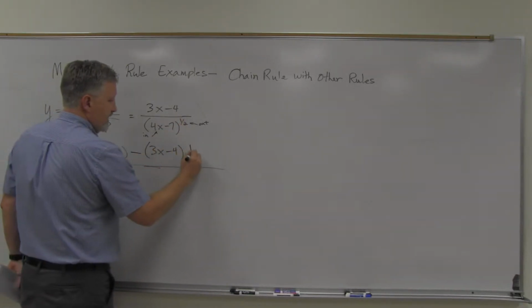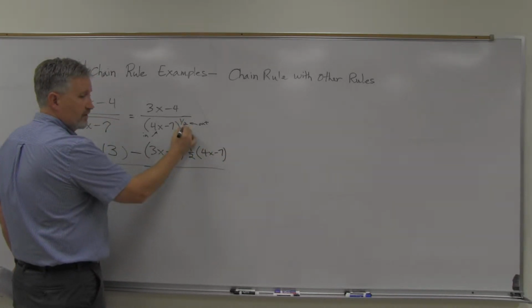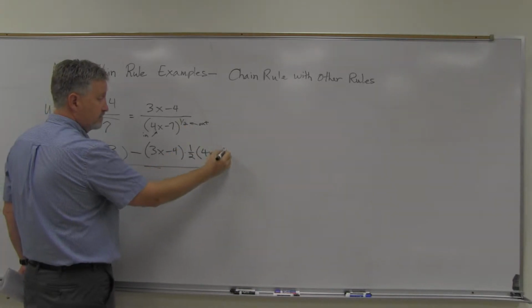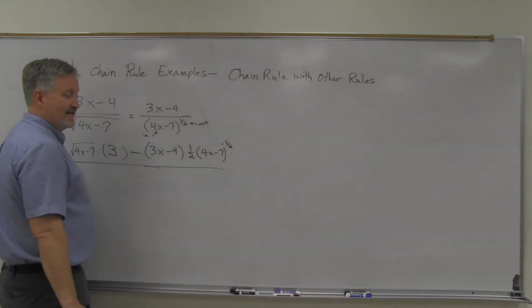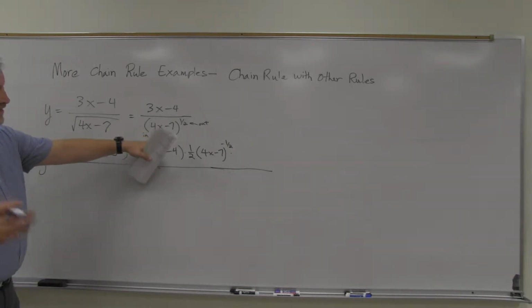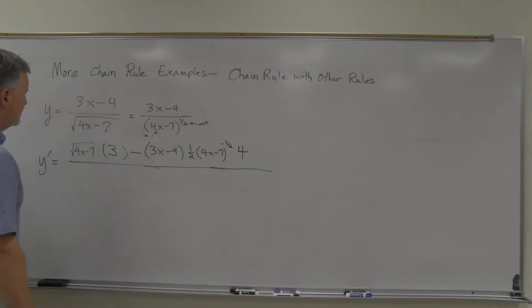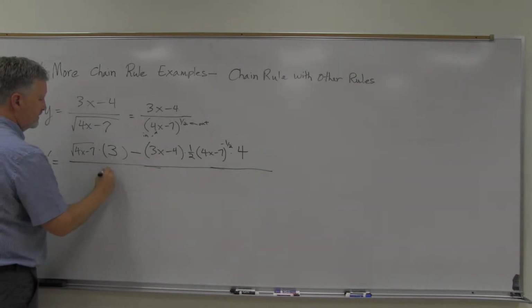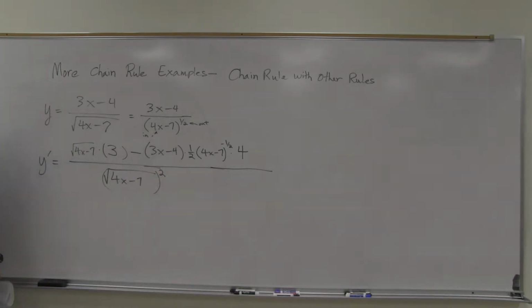So the derivative of the outside is 1/2, inside stays the same, so it's (4x minus 7). The new power, since the old power is a half, would be 1/2 minus 1, which is negative 1/2. Then I multiply that by the derivative of the inside. Well, the good news, the derivative of the inside is just 4. And then that's all over low squared. Let's go back to the square root of 4x minus 7, because I think you can see what happens when I square that. With me there?